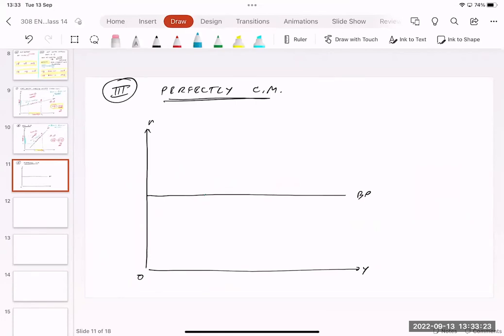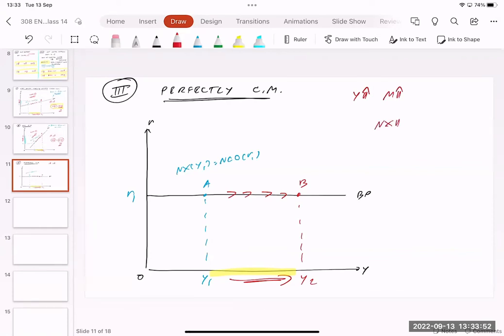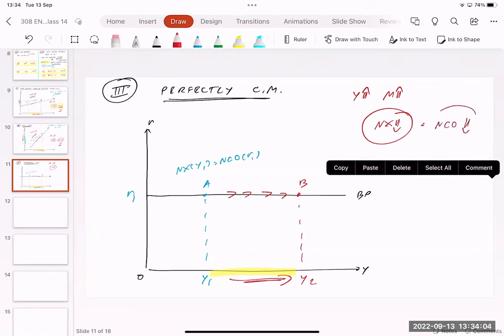Starting with point A. At point A, the GDP equals Y1, the real interest rate equals R1, and NX equals NCO. In the case of moving along the curve from point A to point B, as you can see, GDP increases from Y1 to Y2. When GDP increases, people have more money, people are gonna import more, right? And then NX is gonna be lower. Again, A and B stay on the BP curve. NX has to always be equal to NCO. When NX becomes lower, we have to make NCO lower in the same way.